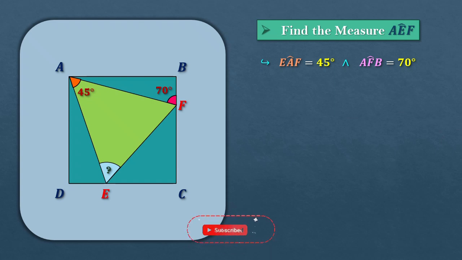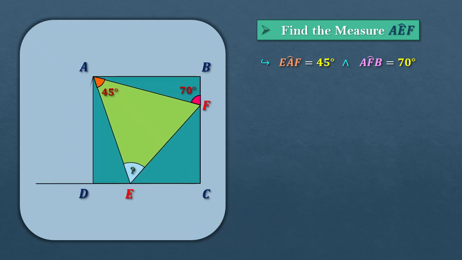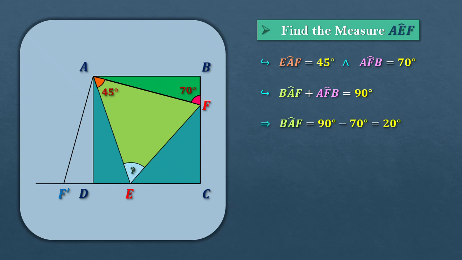We begin by extending side CD beyond point D and marking a new point F prime on this line such that the length DF prime equals the length BF. Next, we observe that triangle ABF is a right triangle at vertex B. Therefore, the sum of angles BAF plus AFB equals 90 degrees. This yields angle BAF equal to 90 degrees minus 70 degrees, which equals 20 degrees.